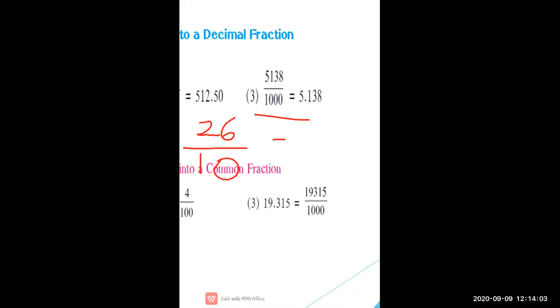So the main answer, the answer is what? The answer is 26. So you will write 26 upon 10. 10 means after one number. So whenever we have to put a point, we have to see from the unit place. We have to see it from the unit place. So before 6, you will put a point.